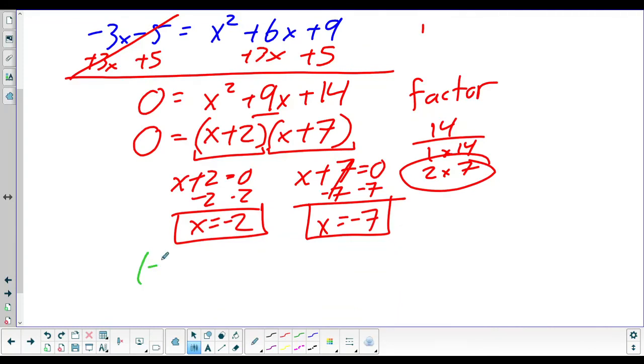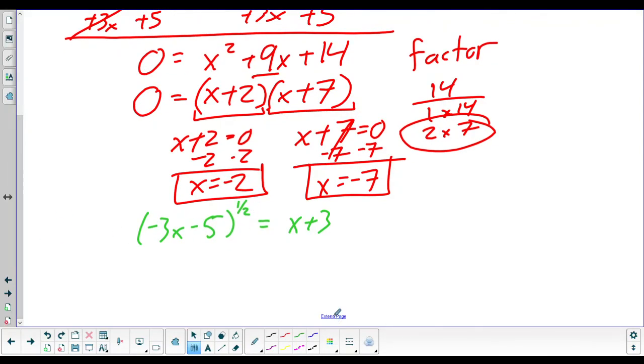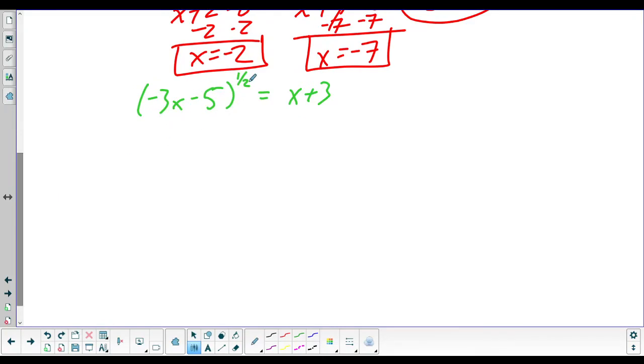All right, so plugging back in. Our equation is negative 3x minus 5 to the 1/2 power equals x plus 3. All right. I'm going to change the way this looks just to make it a little clearer what we're actually doing. A 1/2 power, the root number is a 2. And our exponent is a 1, so we're not going to write it. All right, let's plug in negative 2. So we have, let's do that one in blue.